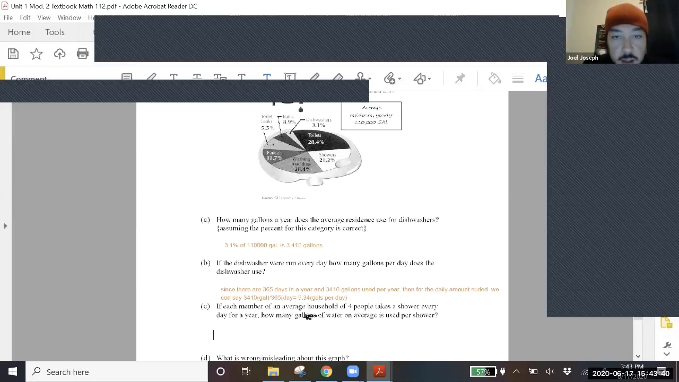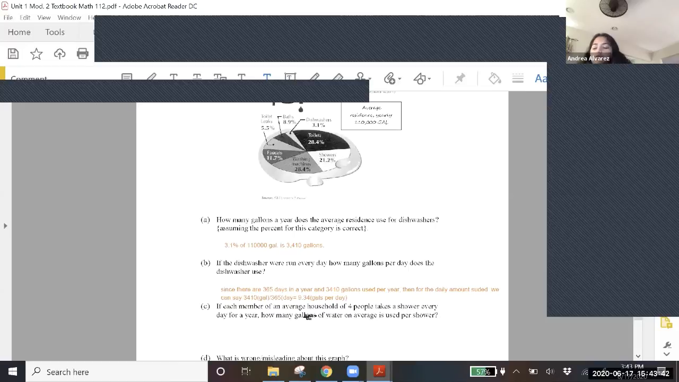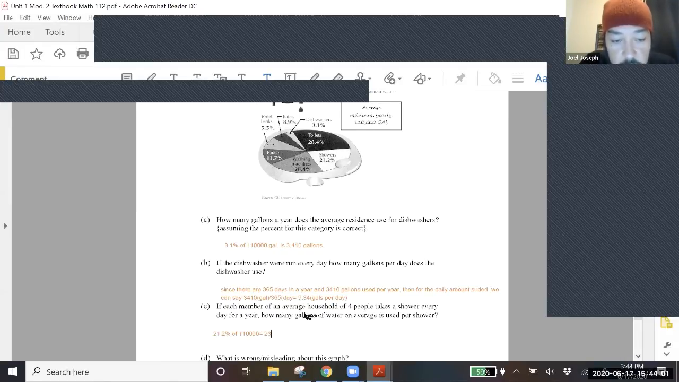Okay, so I went ahead and did it and it came up with 23,020 gallons. Okay, 22% of 110. Say the number again. 23,320. 43,000. No, 23,000. 320. Sorry. Okay. Gallons.